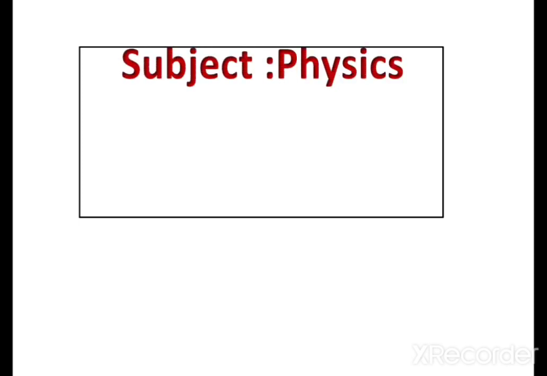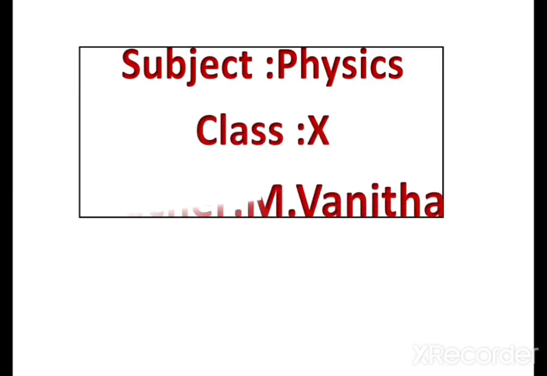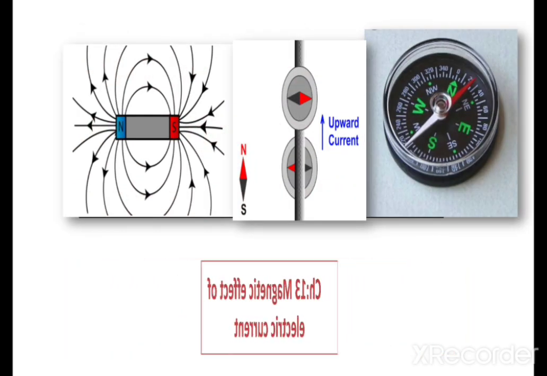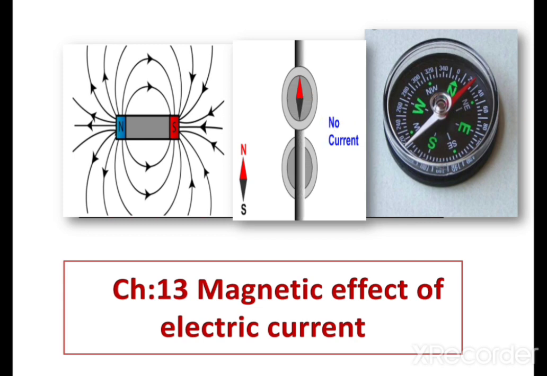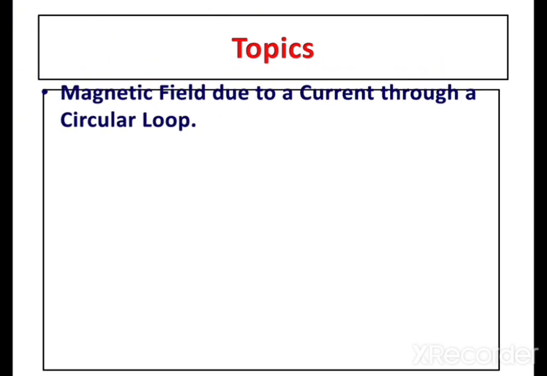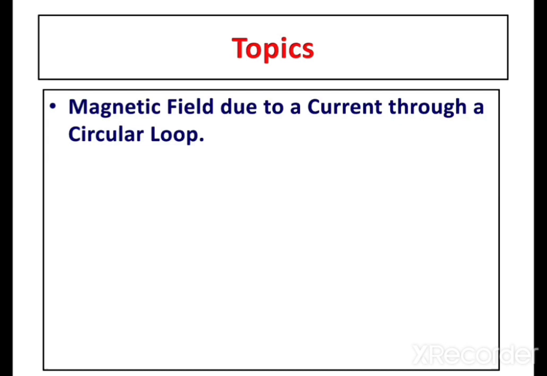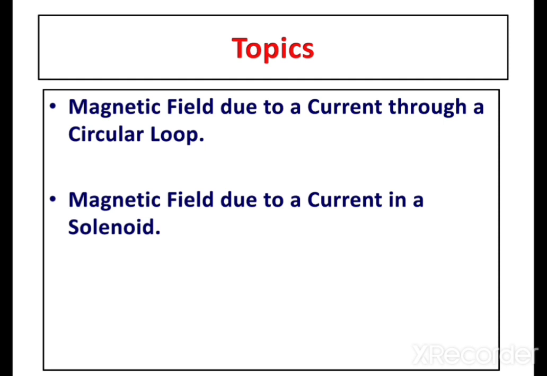Today we are going to see the subject physics, class 10, chapter number 13, magnetic effect of electric current. Topics: magnetic field due to a current through a circular loop, magnetic field due to a current in a solenoid, electromagnet.